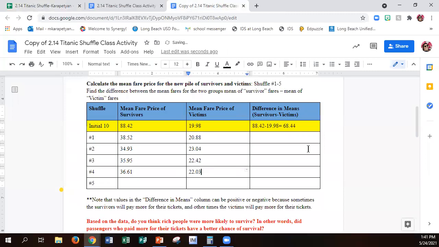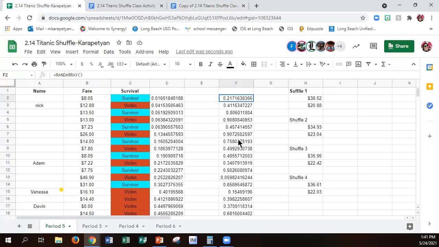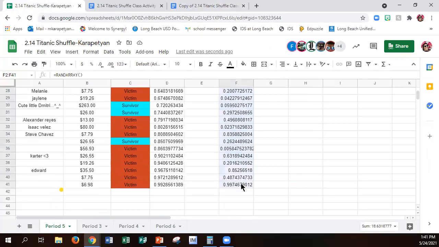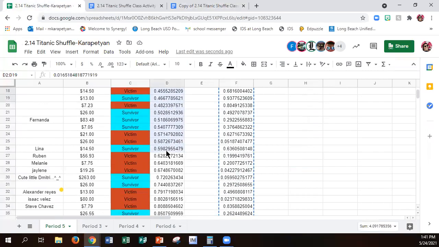So remember, you guys are supposed to be finding these difference in means, right? I'm gonna call on a few of you to give me those differences in a moment. We're gonna do our last shuffle. Copy that. Paste it.